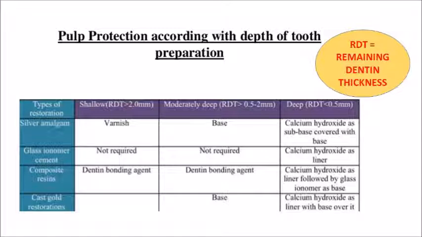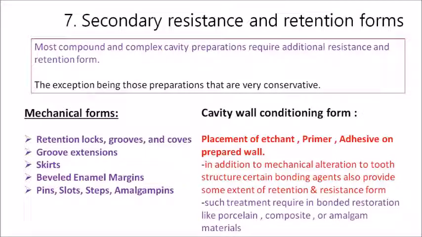In case of cast gold restorations, you always have calcium hydroxide as a liner with base over it. So these all are the pulp protection whenever needed in cases of the deep, moderate as well as shallow preparations, where the remaining dentin thickness plays a very important role according to the material or type of the restoration which we are using. Secondary resistance and retention forms are there, which is the 7th step.